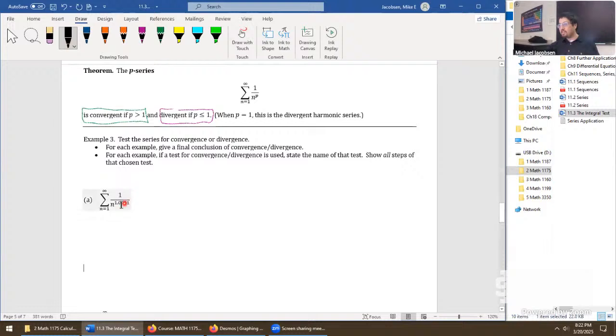But here's how it goes. The n here is a base. It fits this format. That means it's a P-series.